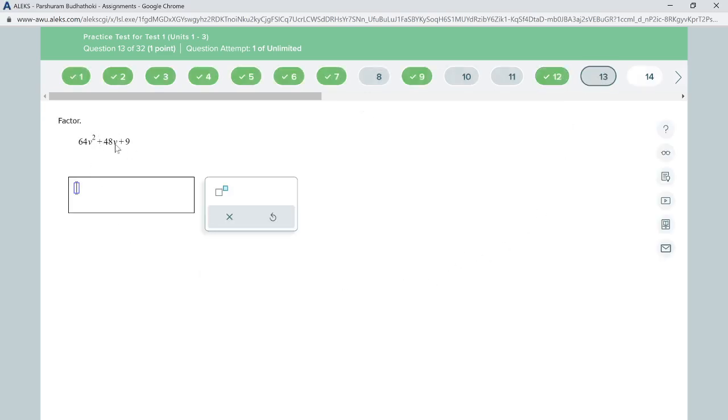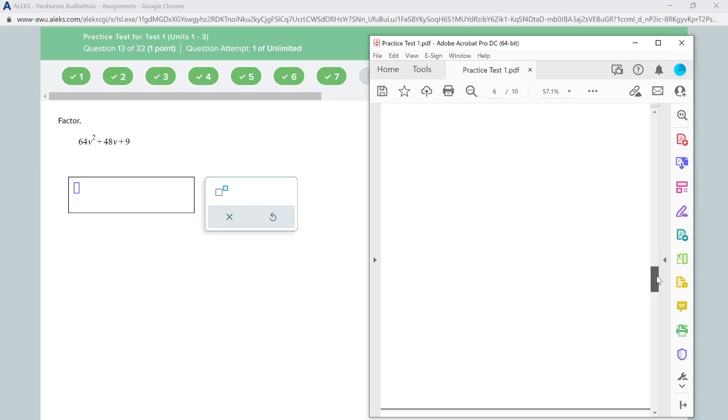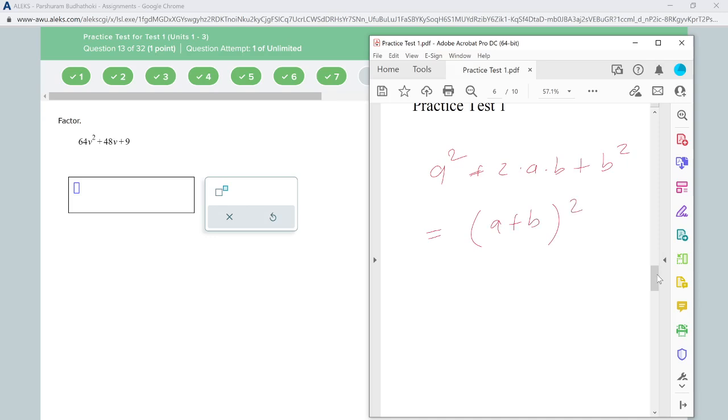Once again, 8 times 3 is 24, times 2 is 48. So this is again a perfect square trinomial, meaning what I'm saying is any expression which can appear like this: a square plus 2 times a times b plus b square, is called a perfect square trinomial because the factor of this type of thing is a plus b whole square.